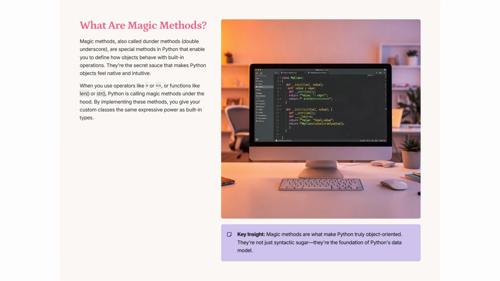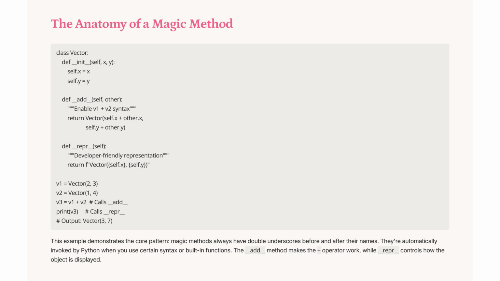Magic methods, or Dunder methods, are special functions in Python that define object behavior with built-in operations. They enable custom classes to mimic built-in types, making Python objects intuitive. When using operators like plus or functions like len, Python invokes these methods, providing expressive power and forming the foundation of Python's data model.